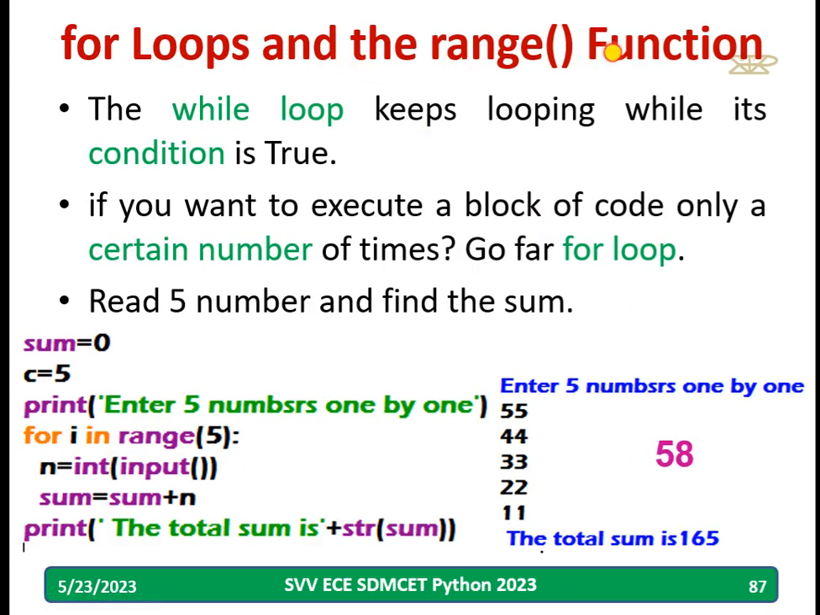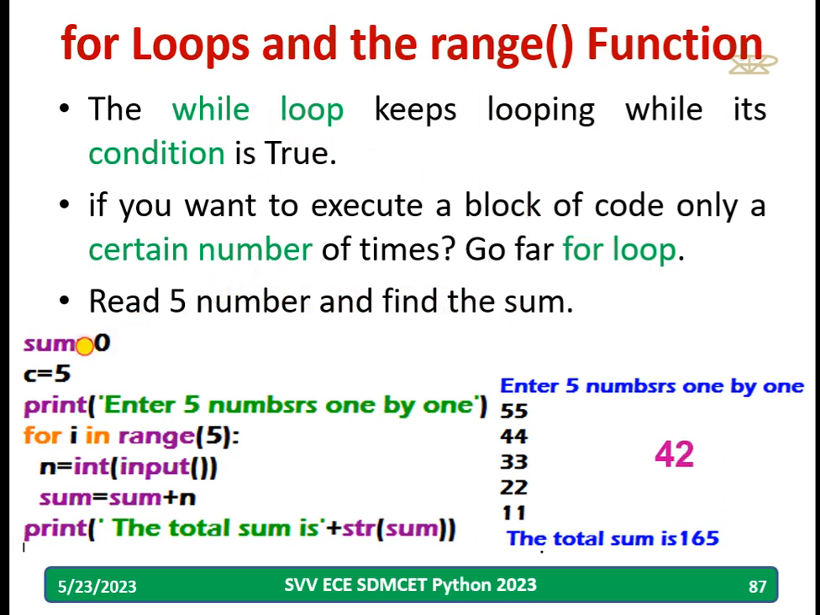For loops and the range function. The while loop keeps looping while its condition is true, but when you know how many number of times you need looping, it is better to go for a for loop rather than a while loop. Read 5 numbers and find the sum.